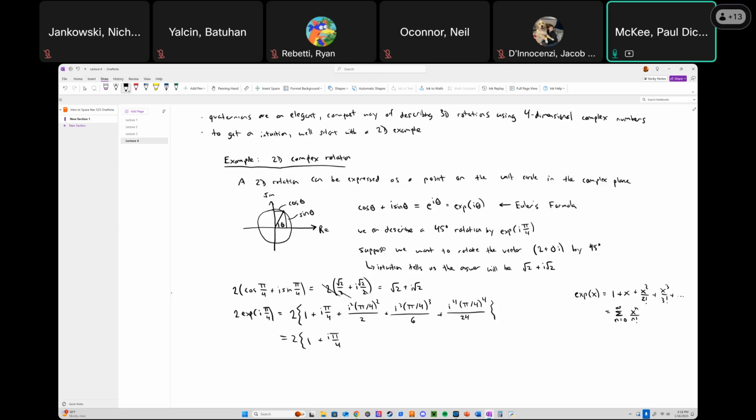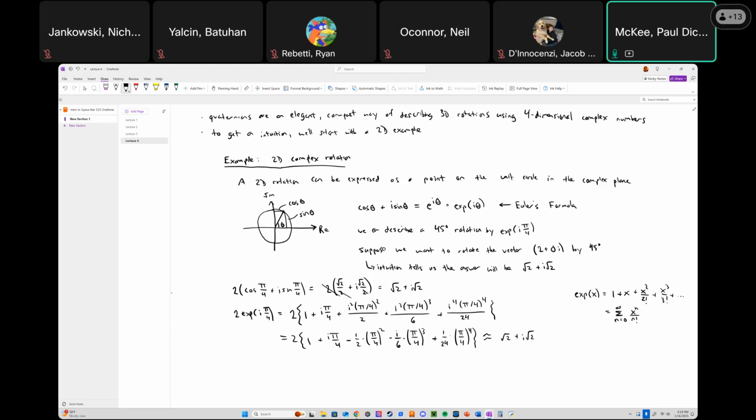But I squared is just negative 1. So this ends up being minus 1/2 pi over 4 squared. I cubed is negative I, so this ends up being minus I over 6 pi over 4 cubed. And then I to the 4th is just 1 again, right? So this is 1 over 24 pi over 4 to the 4th power. I'll let you work this out on your own, but you end up getting root 2 plus I root 2 again, which should be the case if Leonhard Euler is correct. And Euler is usually correct.